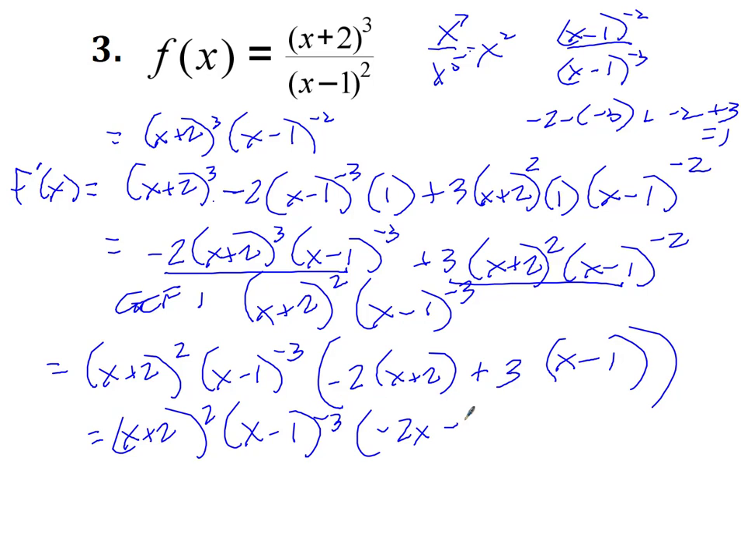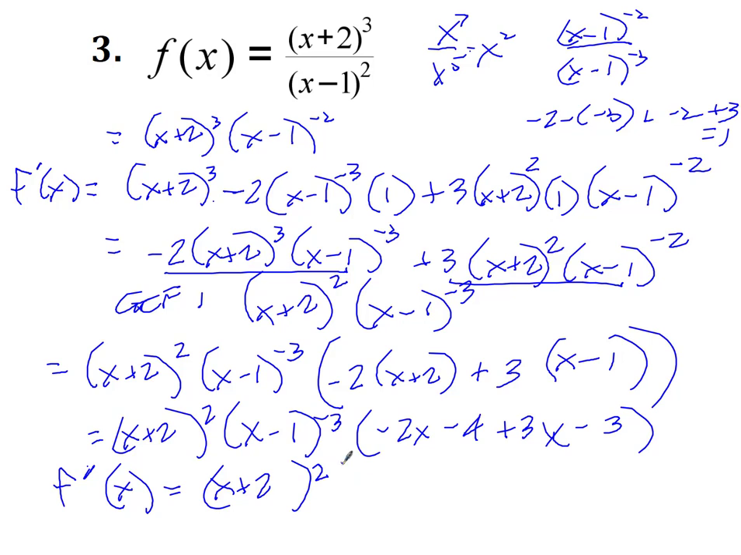I get negative 2x minus 4 plus 3x minus 3. And so my derivative is (x plus 2) squared times (x minus 1) to the negative third times (x minus 7). But we want to rewrite this.